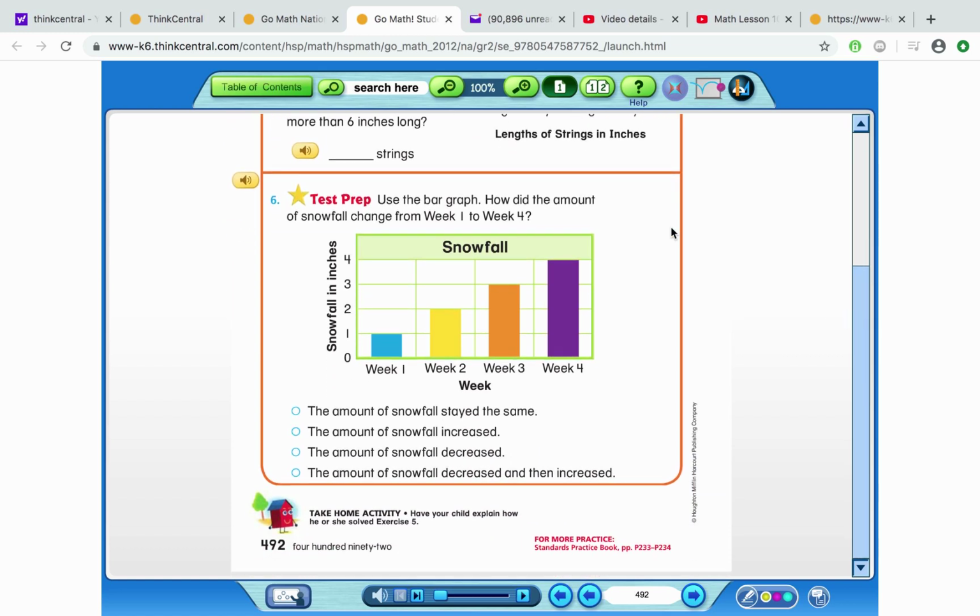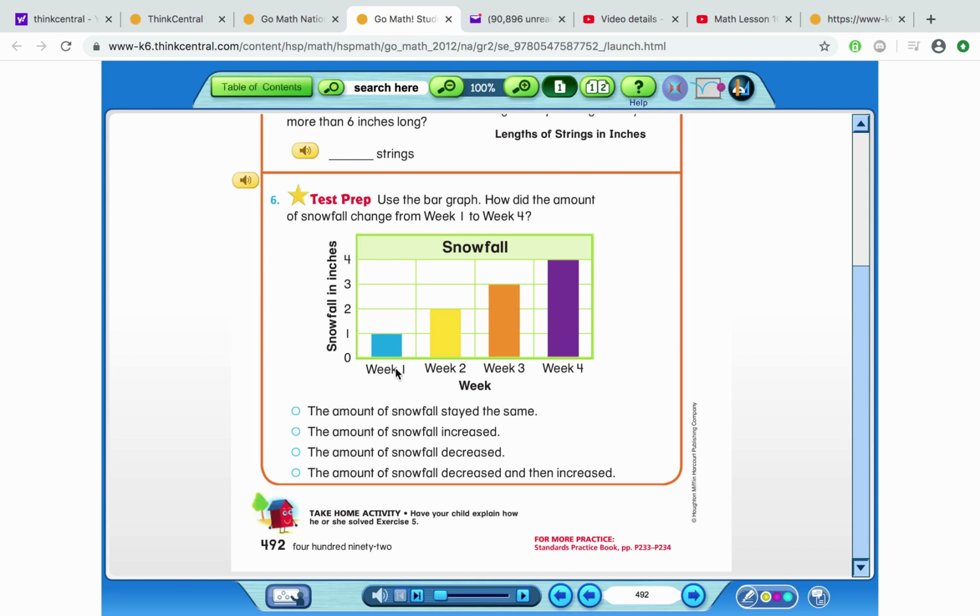And for number 6, the test prep, this is very similar to what is going to be on your test coming up. You're going to use this bar graph. How did the amount of snowfall change from week 1 to week 4? Okay, give yourself a minute to look at the title. What is this all about? Okay, it's inches on this side, the weeks as they pass here.